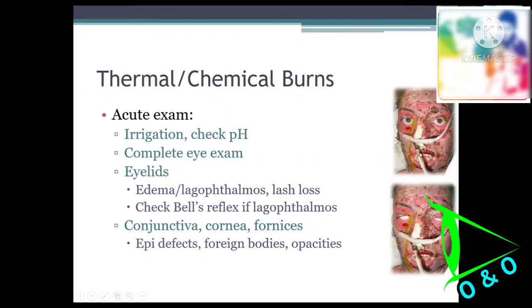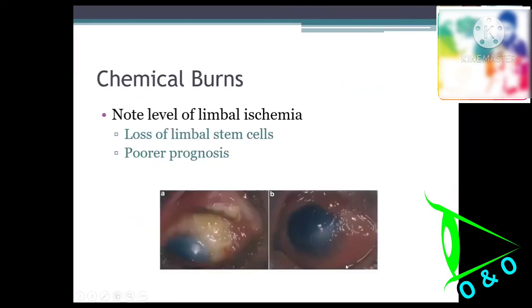Here's a patient, this is him looking straight ahead, with very severe burns, as you can see. And then when you ask him to close his eyes, you still see that there's globe there. So this is severe lagophthalmos, but there's a good Bell's reflex, so he's at least protecting his cornea. Look at the conjunctiva, corneal fornices, looking for epithelial defects, foreign bodies, any sort of opacities.